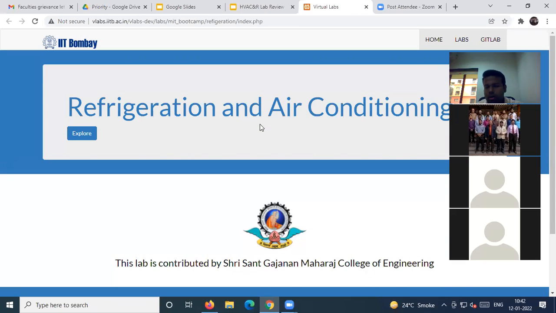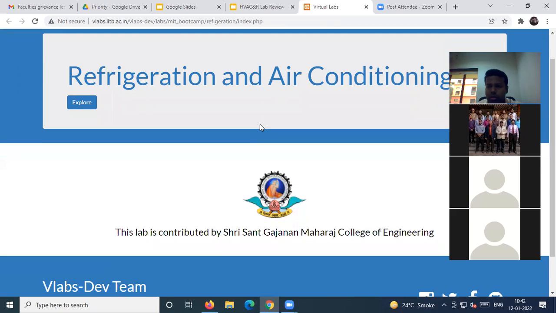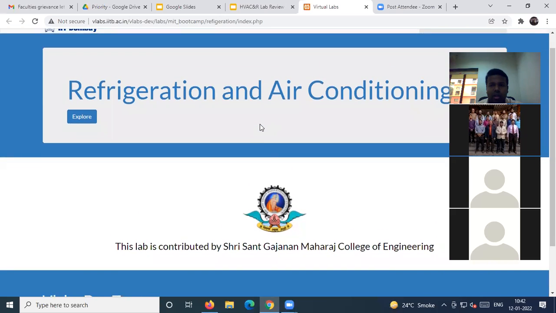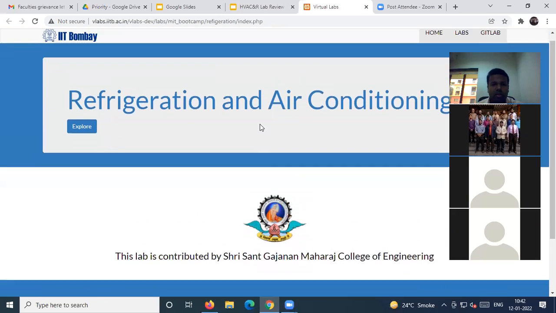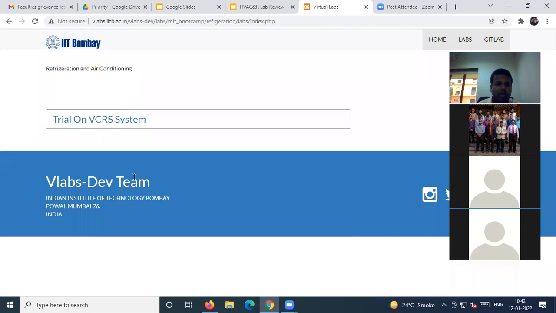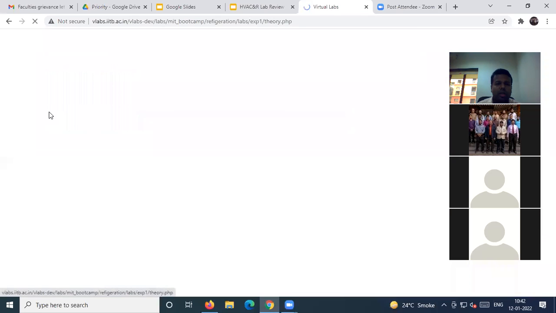All of you should know these things because this is available, and if you don't know this, there will be a problem. The thing is available, and you're supposed to utilize it. This is the refrigeration and air conditioning lab developed by IIT Bombay. Then we have one experiment, the trial on VCRS system.